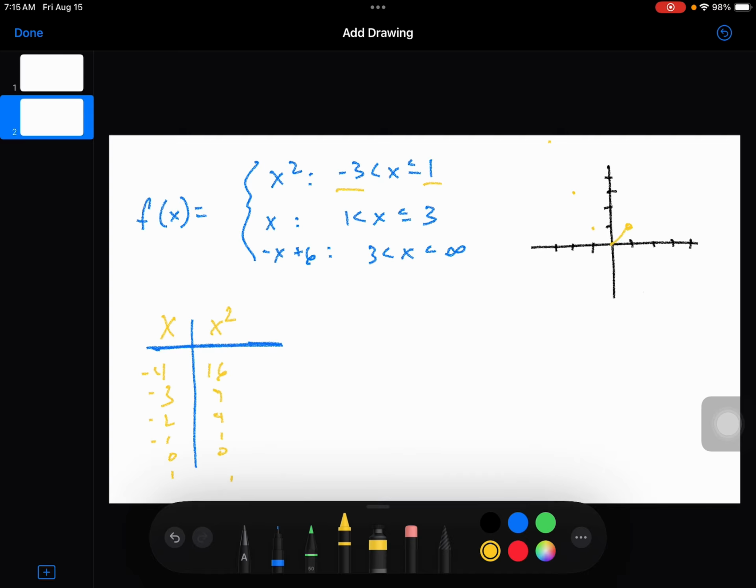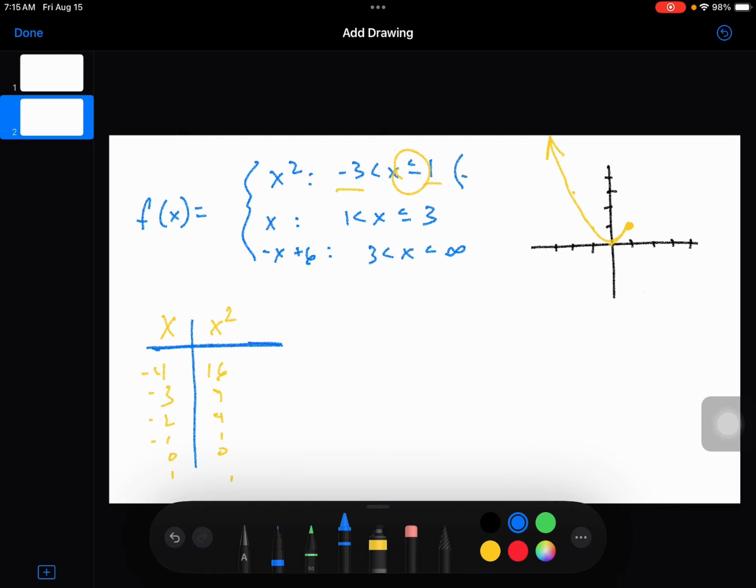That is a parabola. So it goes something like this. And then we put an arrow there indicating that it continues going. Now this less than or equal to means it's a closed circle there. It's a closed dot, meaning that it's inclusive. We could also write this in a different notation.